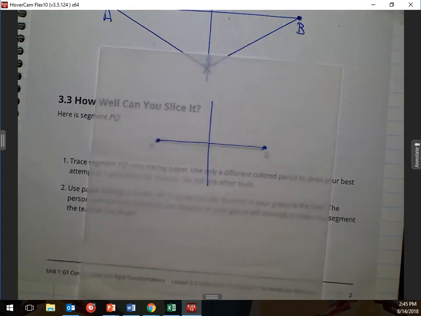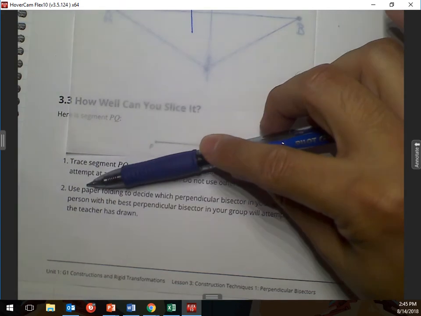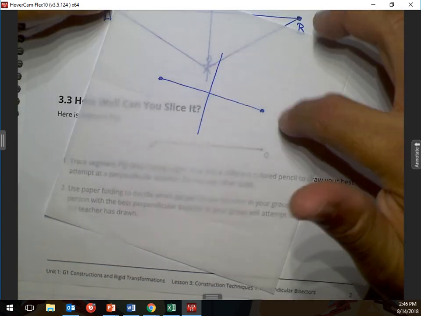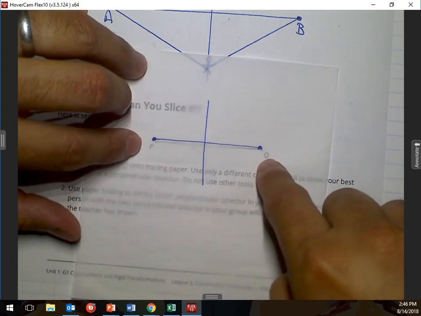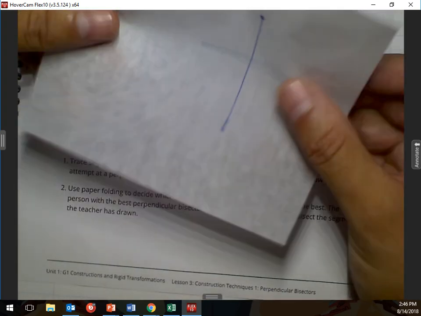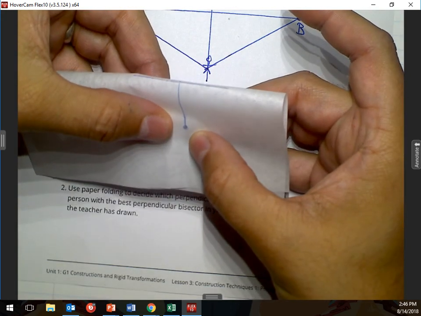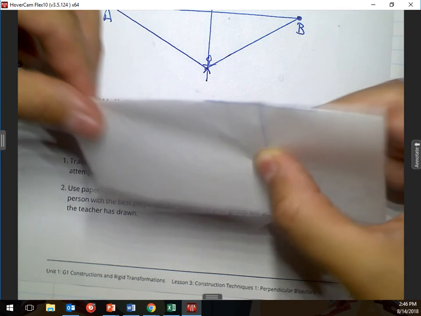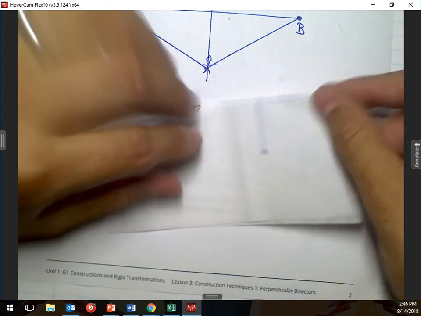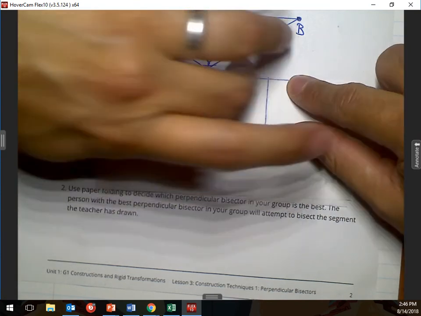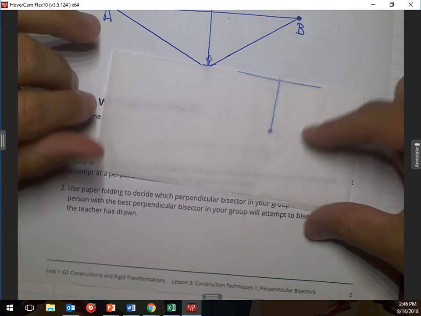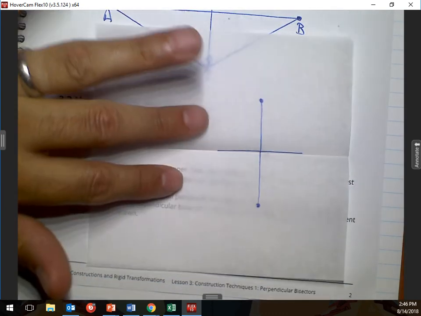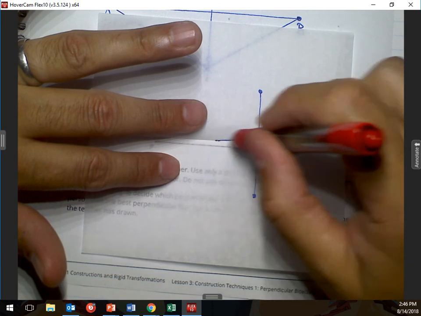Okay, do you guys have yours on there? All right, very good, let's see. Use paper folding to decide which perpendicular bisector in your group is the best. So now, to see if this is actually a perpendicular bisector, I'm going to put point P onto point Q. So fold your paper to put P onto Q. All right, if yours was perfect, what happened? What should happen? Where should my line be? On the fold, thank you, that's what I was looking for. The line should be on the fold if I did it right.